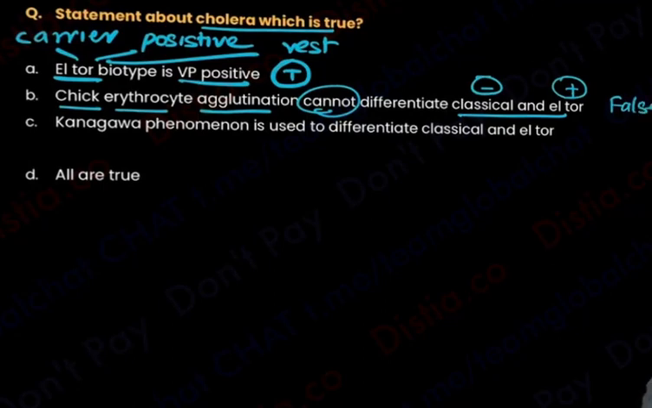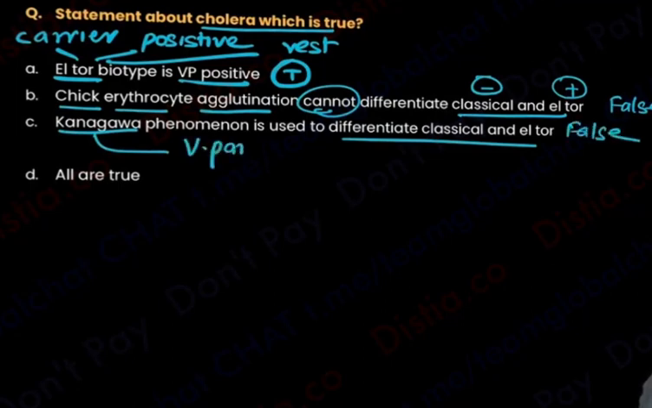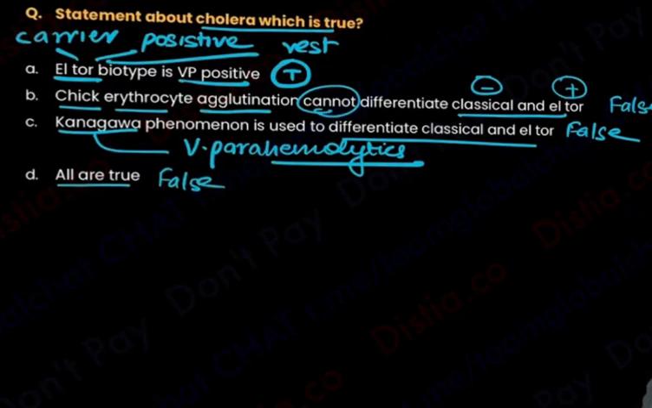False statement. Kanagawa phenomenon is used to differentiate classical and Eltor. No, this is also false. Kanagawa phenomenon is used for Vibrio parahaemolyticus. Kanagawa phenomenon is for parahaemolyticus. That is why the hemolytic ones were pathogenic strains, non-hemolytic were non-pathogenic strains. All of the following are definitely not true. The only true statement that I have over here is Eltor is VP positive.